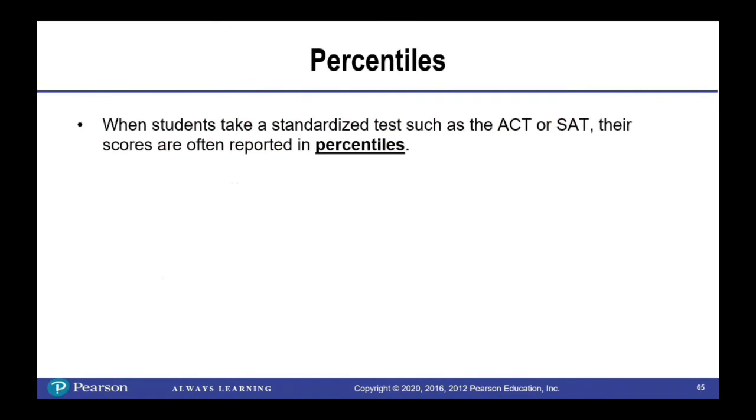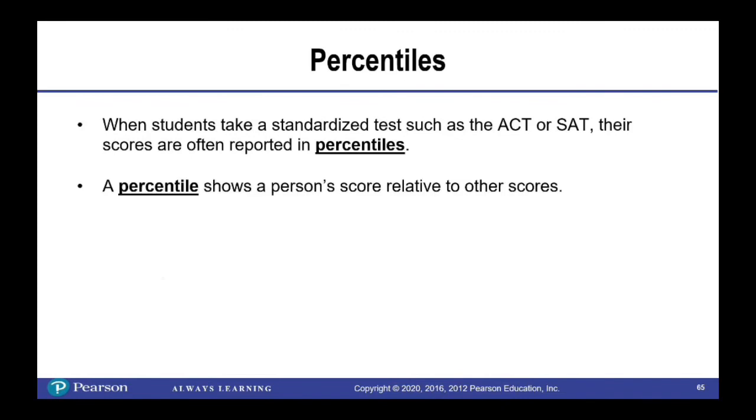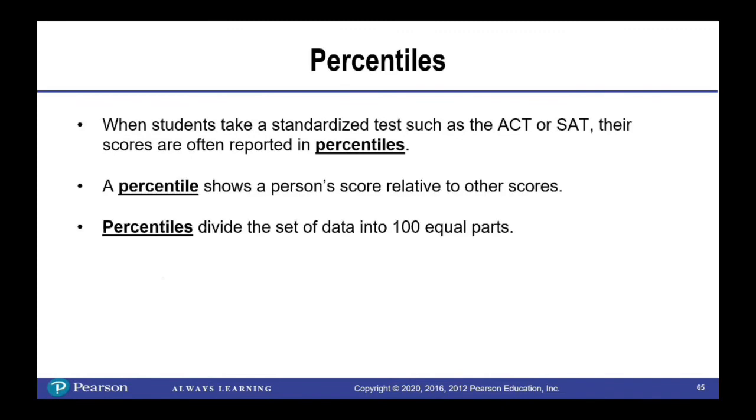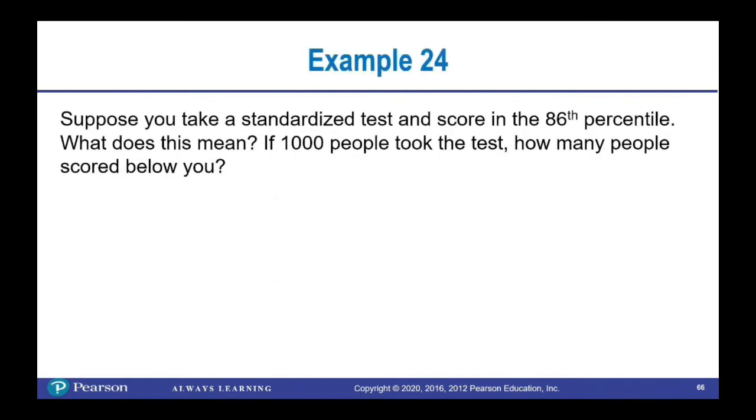The last thing that we have in this section are what are called percentiles. These are often used with our standardized tests like ACT or SAT. A percentile shows a person's score relative to other scores, and a percentile divides our data into 100 equal parts. The rth percentile is represented with a capital P and a subscript of R. So let's suppose you take a standardized test and you score in the 86th percentile. What does this mean? Well, what this means is that 86% of the test takers scored below you.